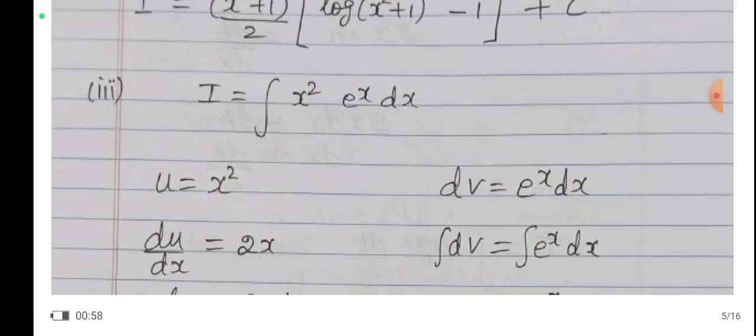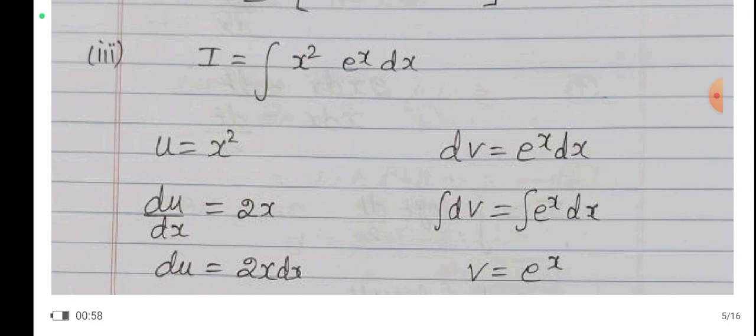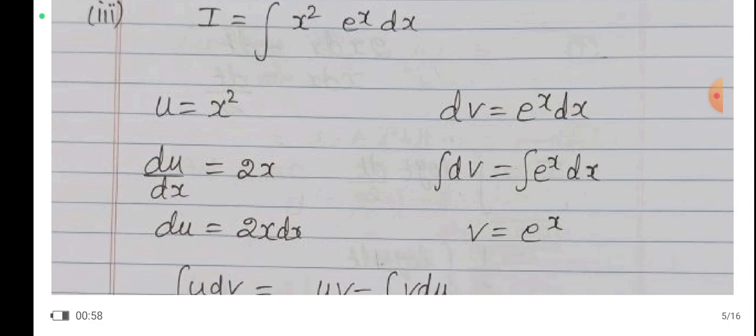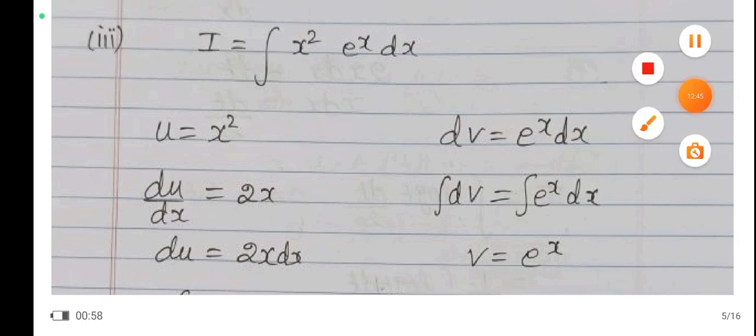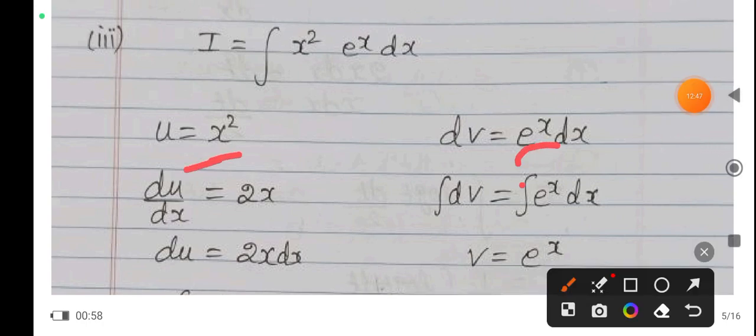Clear? Check. Then the third subdivision: I equals integral x square e power x dx. What is u? What is dv? u is x square, dv is e power x. Differentiate u with respect to x: du by dx, the differentiation of x square is 2x. The division by dx goes, it becomes a multiplication, so du is 2x dx. Then integral dv equals integral e power x dx, so integral dv is nothing but v. The integration of e power x is e power x.